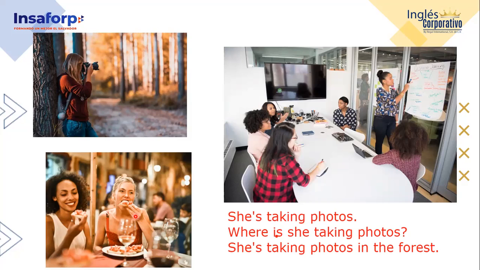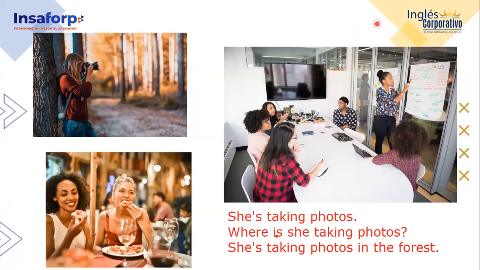Where are they eating? Now it's the restaurant. Okay, they are eating in a restaurant. Oficina también, teacher, ¿cómo sería? They are eating at the office. ¿Están comiendo en una oficina? Bueno, si estuvieran en la oficina, sí sería. They are eating in the office. In this case, they are eating in a restaurant.